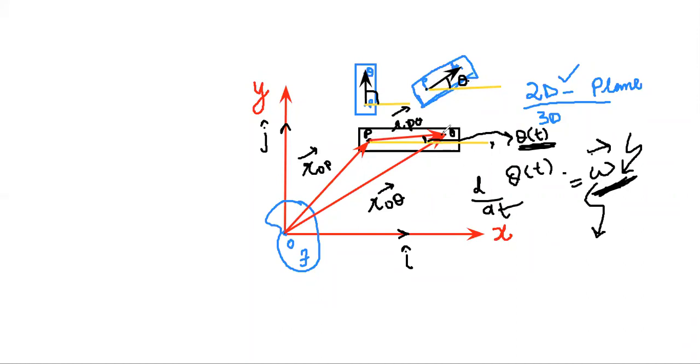Number two is, what is happening to point p and point q? At this instant of time, this point p is here, point q is here. After some time, point p is here, point q is here. So the coordinates of point p and point q are changing with time, and the coordinates that are changing are only the x and y coordinates.